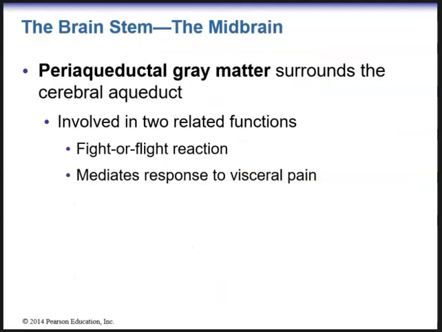So within the midbrain, the cerebral aqueduct is actually surrounded by gray matter. It's called periaqueductal gray matter. This is involved in two related functions. The fight or flight reactions, so our sympathetic responses, also mediates the response to visceral pain, so pain coming from our organs.